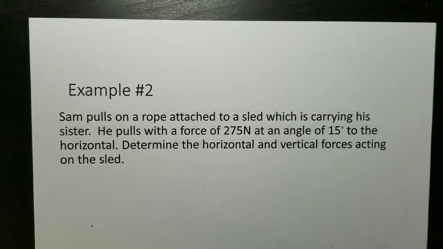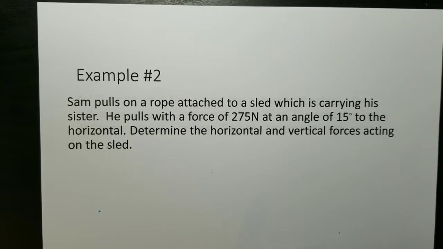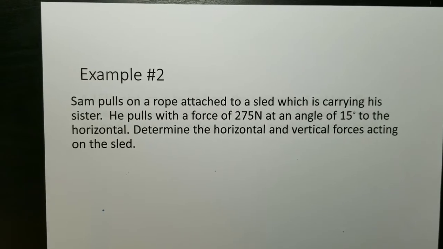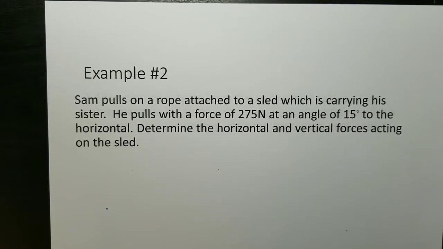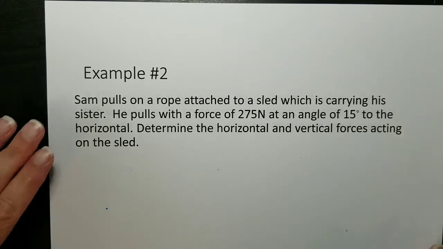So Sam here is pulling a sled with a rope. He's carrying his sister. He's pulling with a force of 275 newtons at an angle of 15 degrees to the horizontal. Determine the horizontal and vertical forces acting on the sled. So this is kind of the opposite of the last one. Instead of having two component forces and wanting to find the resultant, we are having the resultant be given, and we want to look at that and find the components.